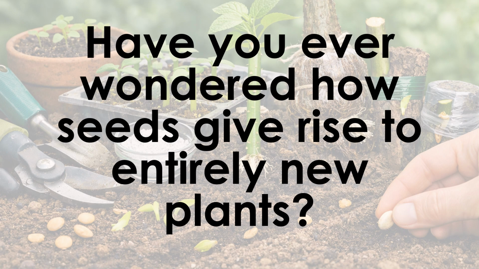Have you ever wondered how seeds give rise to entirely new plants? This process is called sexual propagation. It happens when pollen from a male part of a flower unites with the ovule in the female part, leading to fertilization and the formation of seeds.